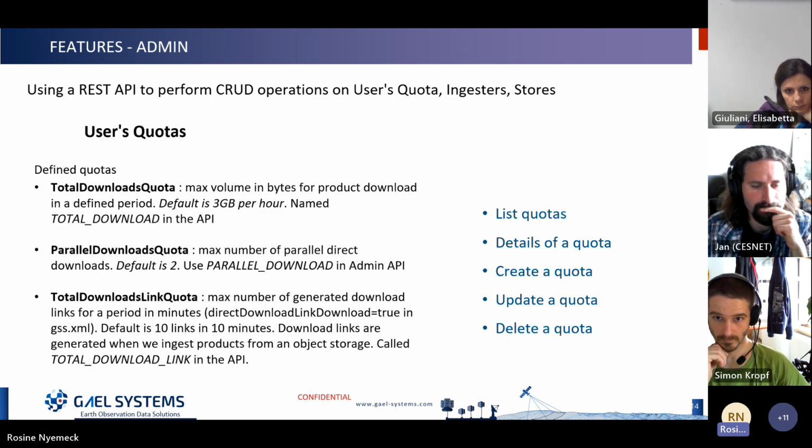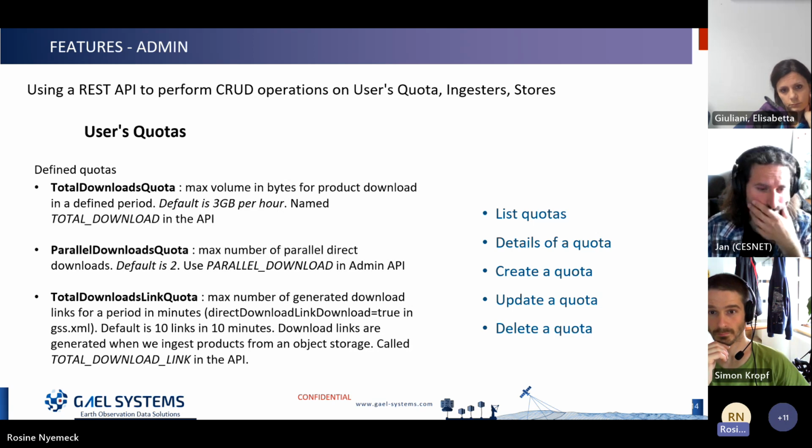And the last point is the admin API. We define here the user quotas to limit the download quota for each user. It could be in number of downloads or in the volume of downloads per hour, for example. With the admin API, we can update, create, or delete a quota.